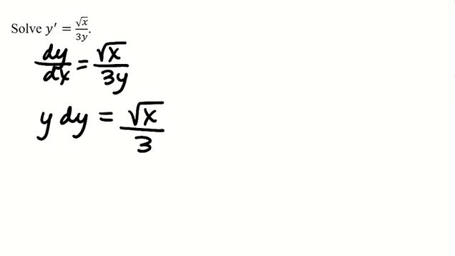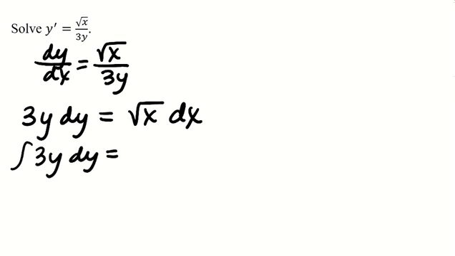I'm kind of of the opinion that if it was 2y, then yeah, I'm going to move it over because 2y has antiderivative regular y squared. So I don't know, it really doesn't matter. It's up to your judgment. Maybe I will clear out the 3. 3y dy equals square root of x dx. And then I'm going to take the antiderivative of both sides. So the antiderivative of 3y dy is equal to the antiderivative of square root x dx.